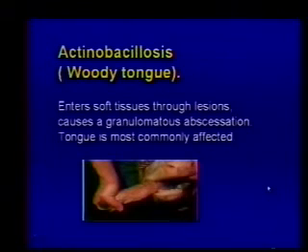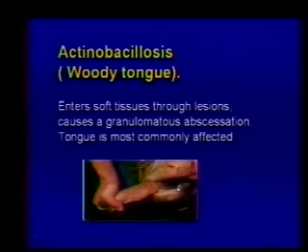Actinobacillosis is caused by Actinobacillus lignieresii and is also referred to as woody tongue. The Actinobacillus enters through soft tissue lesions, and it causes a granulomatous abscessation, and the tongue is the most commonly affected. There can also be some granulomatous abscessations in the lung. Sometimes you can also see it in the buccal mucosa around the cheeks, and it's mostly soft tissue.